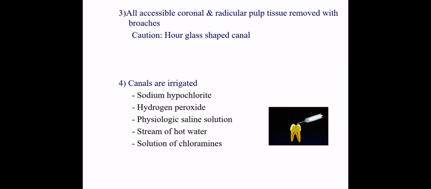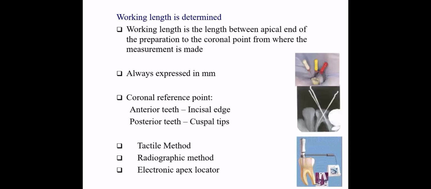Then all accessible coronal and radicular pulpal tissues should be removed with broaches, so that the entire pulpal tissue is removed from the canal. Then the canal should be irrigated. The ideal irrigants are sodium hypochlorite, hydrogen peroxide, normal saline, steam of hot water, and solution of chloramine. Ideally we use normal saline. Copious irrigation is required so that whatever debris is present is flushed out of the canal. Then the working length has to be determined.